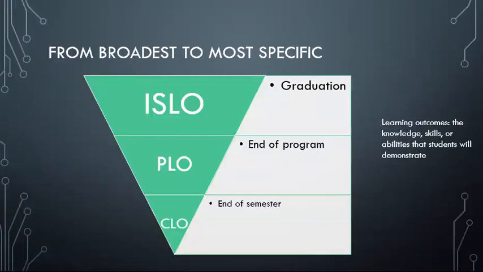Some definitions here. A learning outcome is a description of the knowledge, skills, and abilities that a student will demonstrate at the end of the learning process. This means that ISLOs will be demonstrated by graduation, program learning outcomes at the end of the program, and course learning outcomes at the end of the semester.